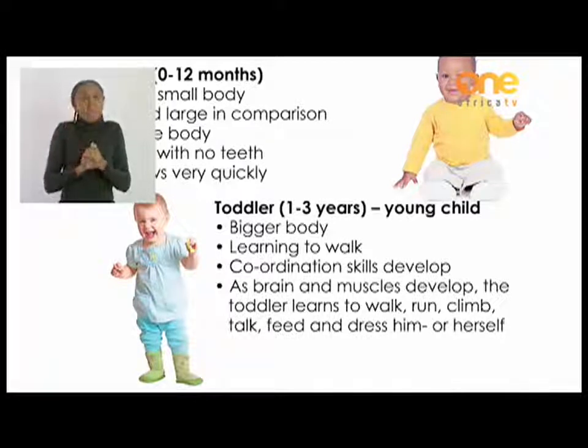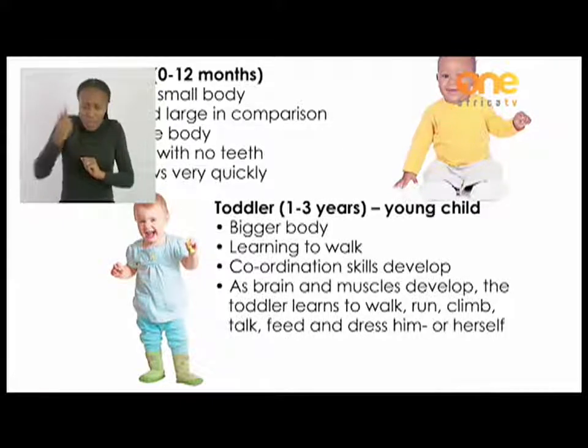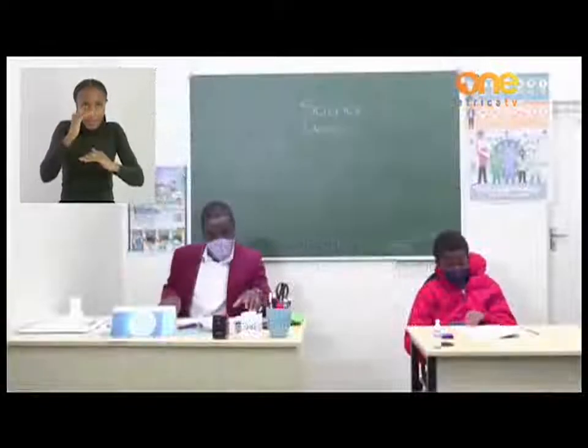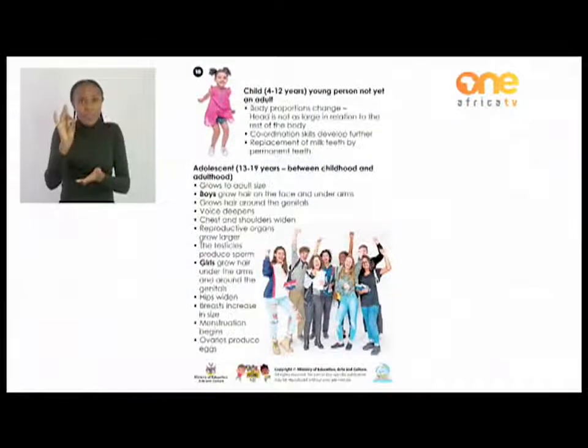As brain and muscles develop, the toddler learns to walk, run, climb, talk, feed, and dress by themselves. This is the stage where all of us learned how to put on our own clothes. That's the second stage of life. We are moving on to page 18. The third stage of life.